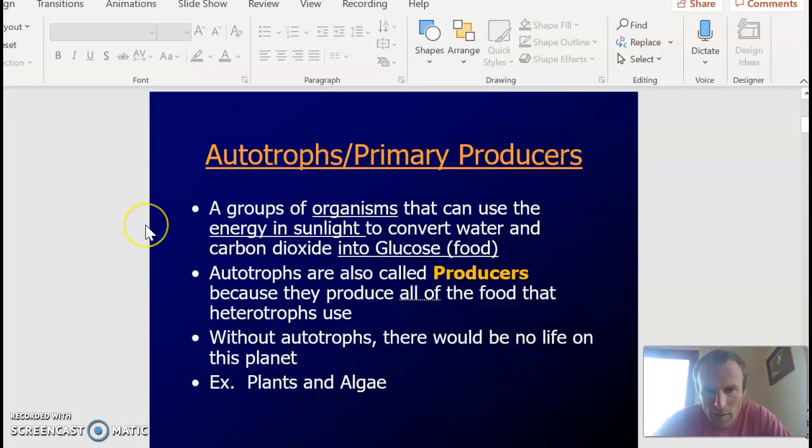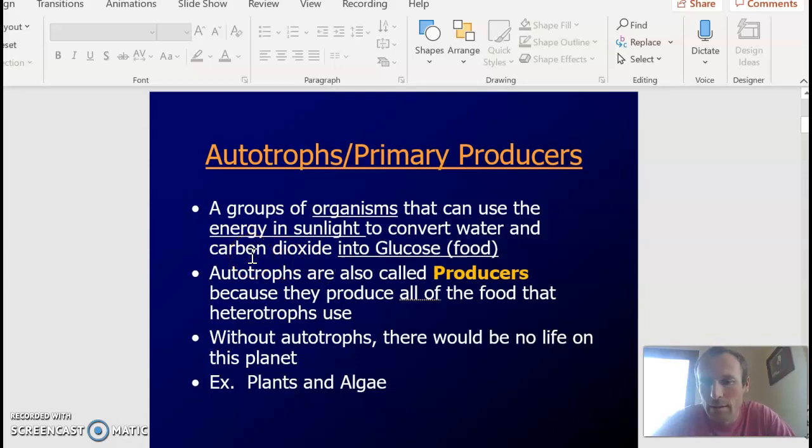So organisms at the bottom of a food web or food chain are going to be called autotrophs or primary producers. Autotrophs means they make their own food, and typically what we think of here are plants. So organisms that can use energy from sunlight, aka doing photosynthesis, to convert water and carbon dioxide into glucose, or food. So plants are going to need to obtain water and sunlight to basically produce their own food.